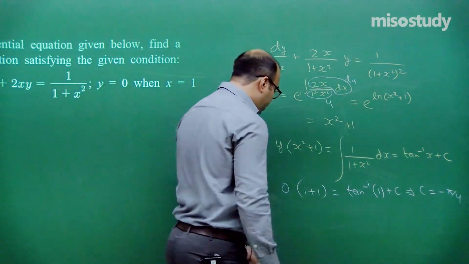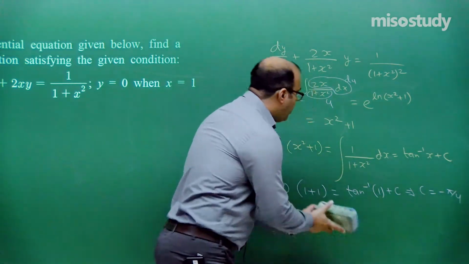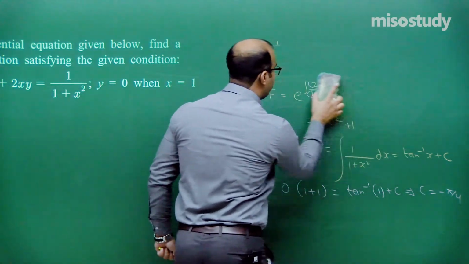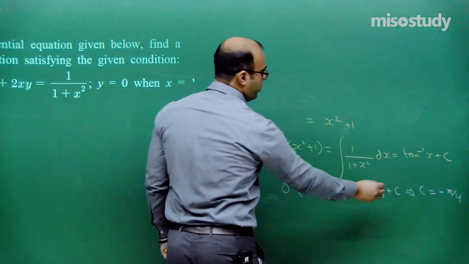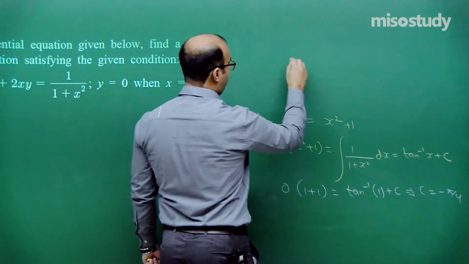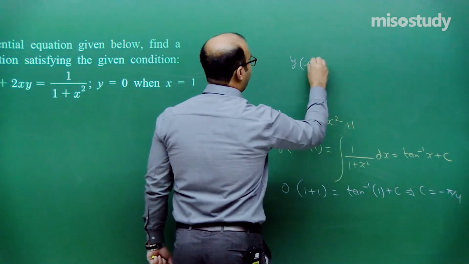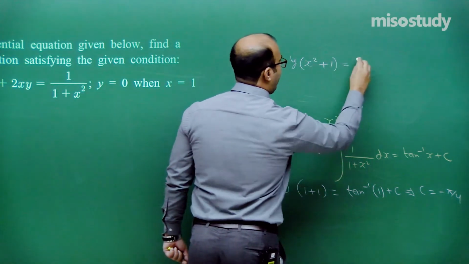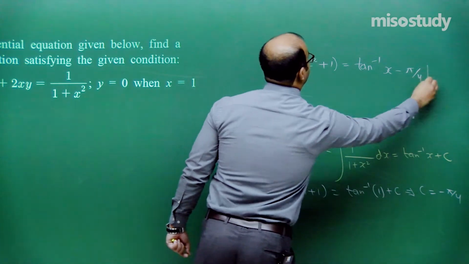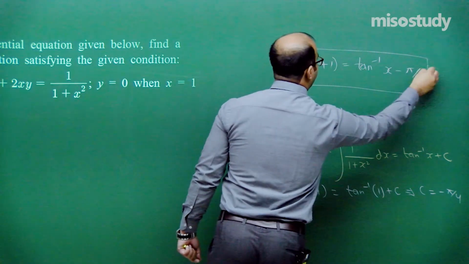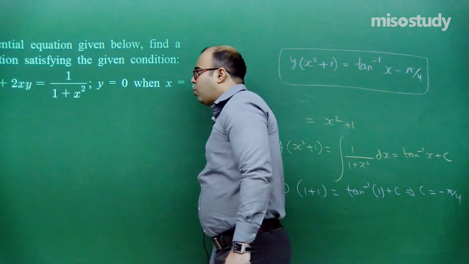So this was a general solution. What will be the particular solution for this differential equation under the condition 1 comma 0? So we will put c is equal to minus pi by 4 here, and we will get y into x square plus 1 is equal to tan inverse x minus pi by 4. This will be the answer for the differential equation which is given in the question.